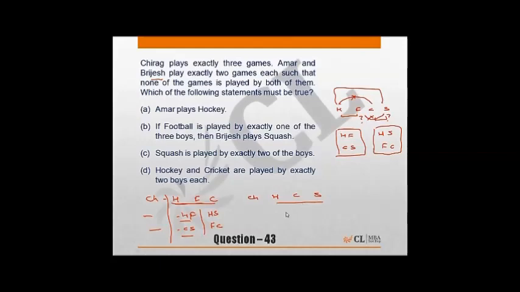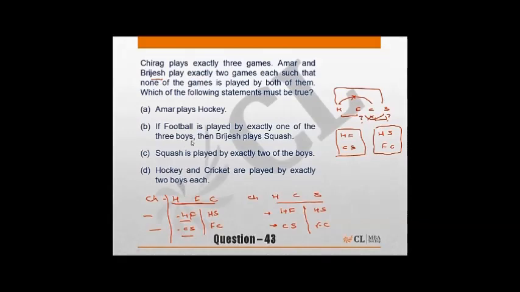Now in the second case, again we can have similar things: hockey, football, cricket, squash, or the other possibilities: hockey, squash, football, cricket. Now this could be Amar, this could be Brijesh, or it could be vice versa. Okay. So now let's look at which of the following statements must be true.